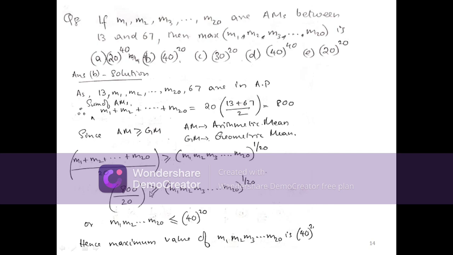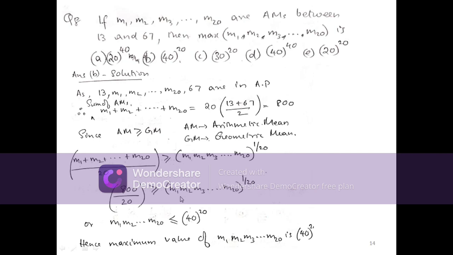So m1 plus m2 plus etc. up to m20 is equal to 800, which you have from here. So 800 by 20 is greater than or equal to m1 into m2 into m3 etc. up to m20, the whole raised to 1 by 20. So 800 by 20 is equal to 40. So 40 is greater than or equal to m1 into m2 into m3 up to m20, the whole raised to 1 by 20.